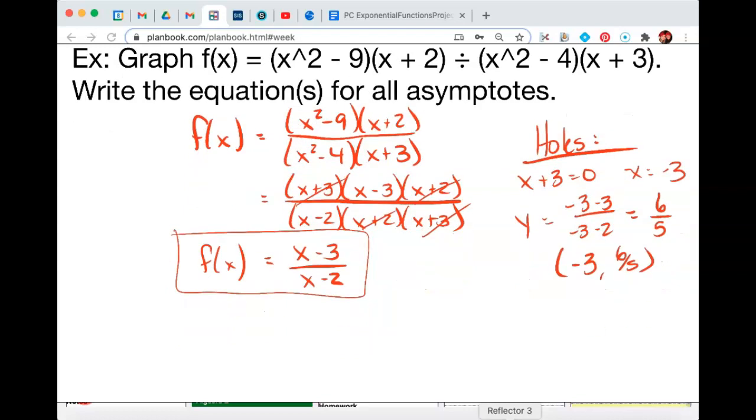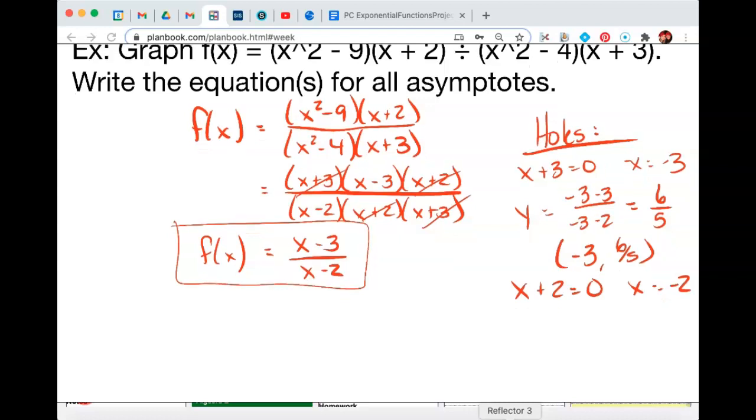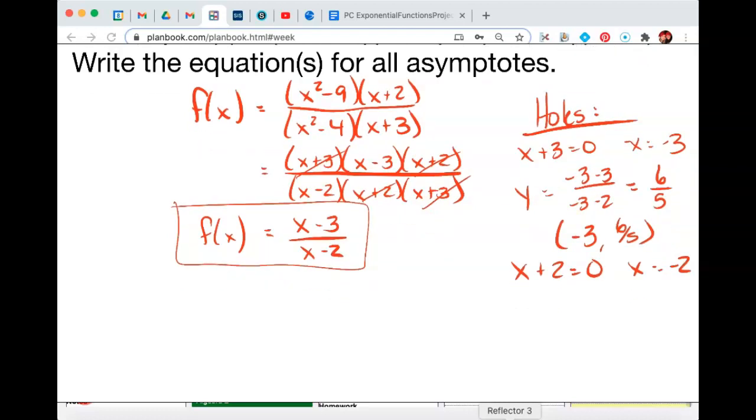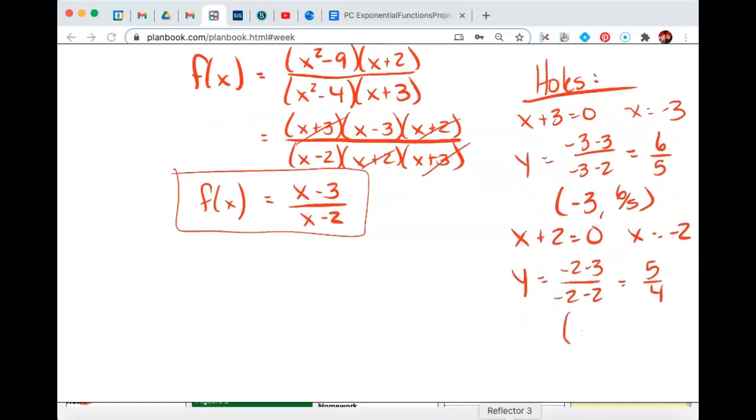So the other piece that I canceled out was x plus 2, which is x equals negative 2. And doing the same thing, I'm going to plug it into my simplified rational function to find the y value. So I know where the hole occurs. So the hole is at negative 2, 5/4.